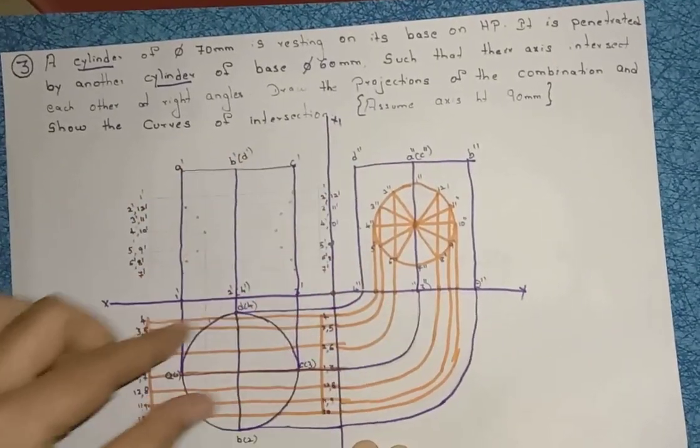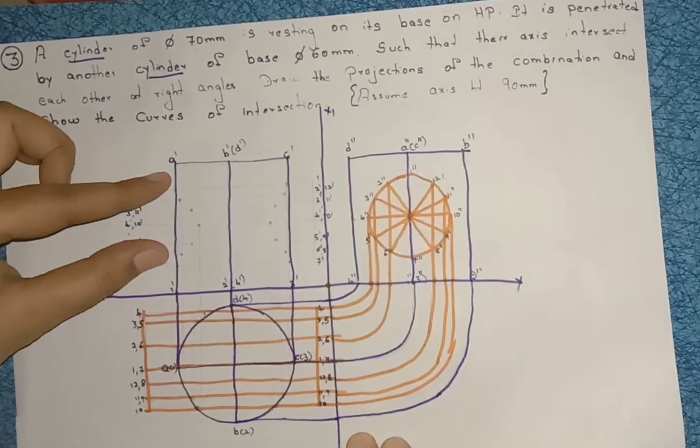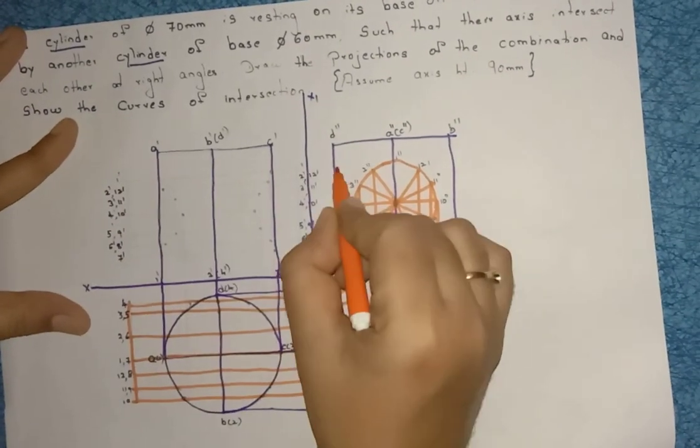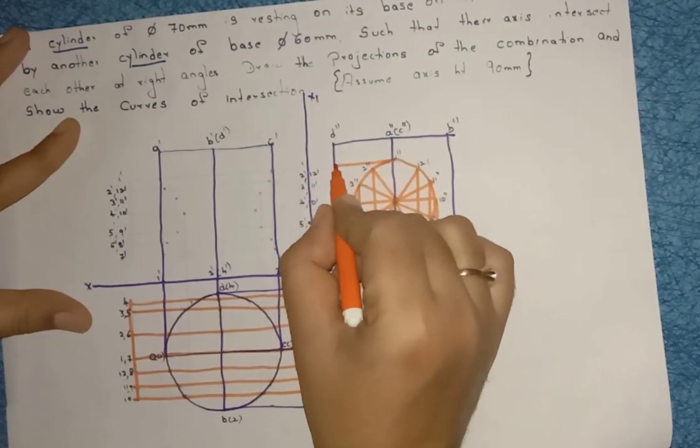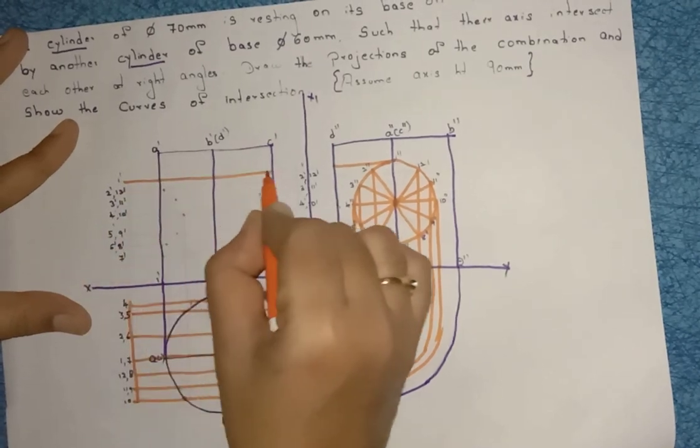Same you are projecting here, same you have to project here also to front view, right? From one double dash draw a straight line, right?